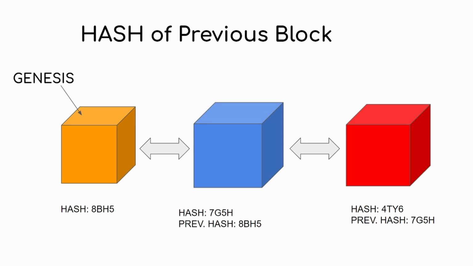Now, back to what I was saying. The first block in the chain is actually called the Genesis block, so it will not contain the hash of the previous block. And so each block will contain the hash of the previous one.